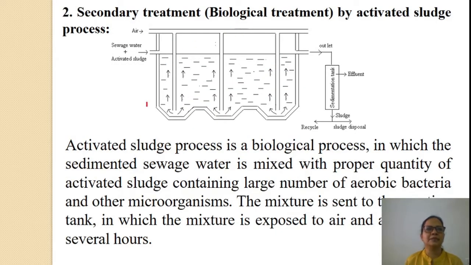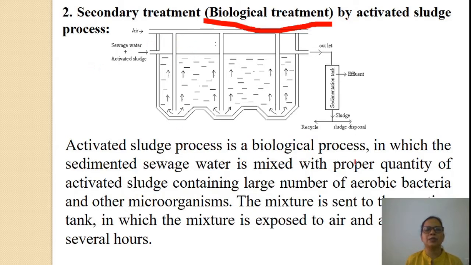After primary treatment, the sewage water is subjected to secondary treatment. Secondary treatment is done by the activated sludge process. It is also called biological treatment, one of the important questions. Now, what is done in this activated sludge process?